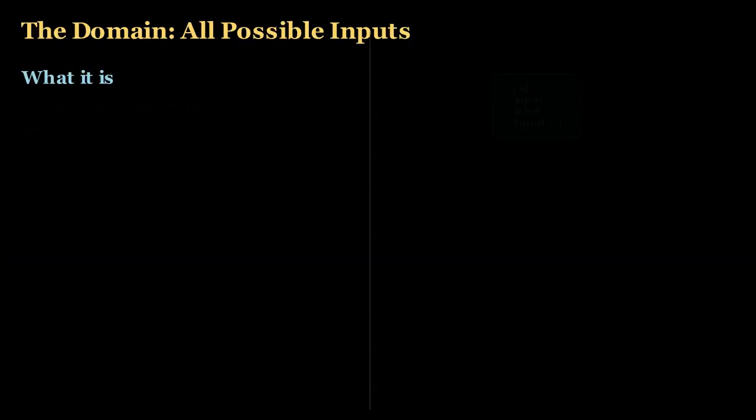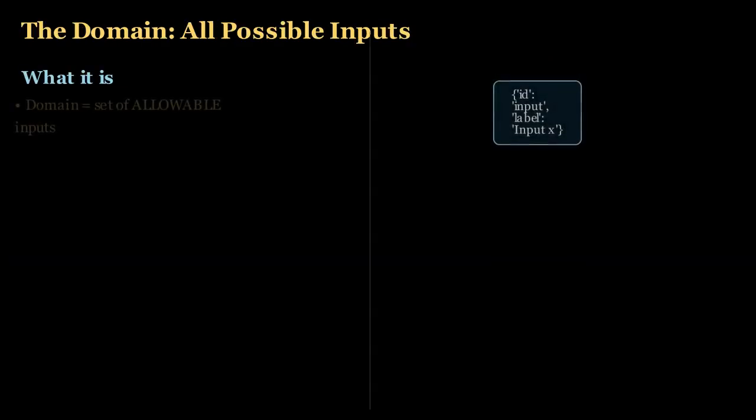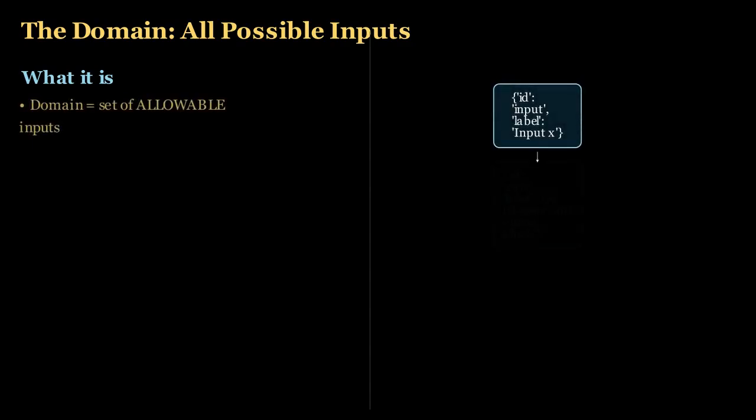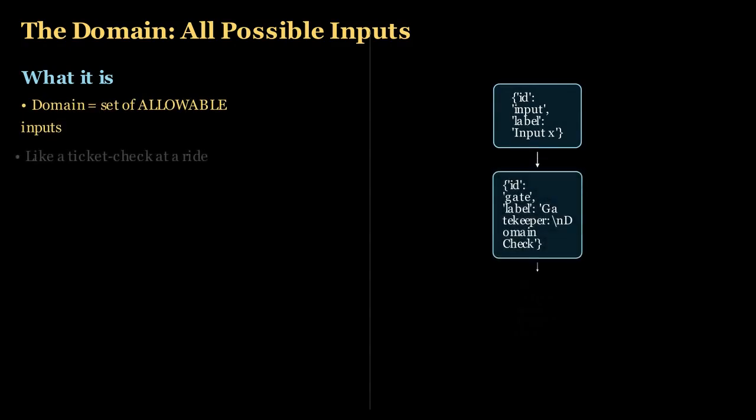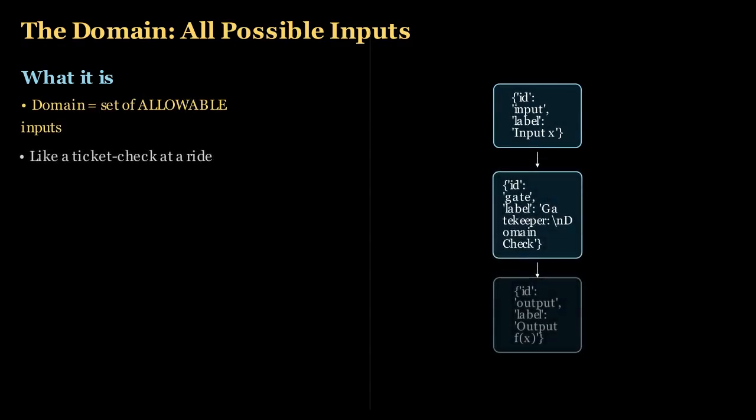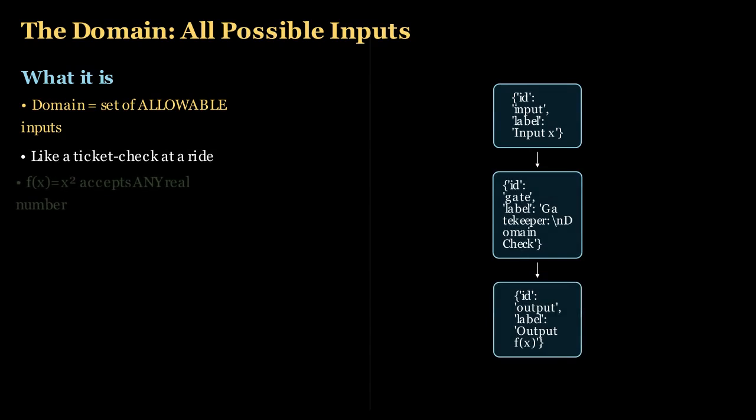Imagine a function as a machine with a strict gatekeeper at the entrance. The domain is the complete list of all the inputs that the gatekeeper will actually let inside. It's the set of every number you are allowed to feed into the function without causing an error. Think of it like a roller coaster with a height requirement. If you're too short, you're not in the domain.